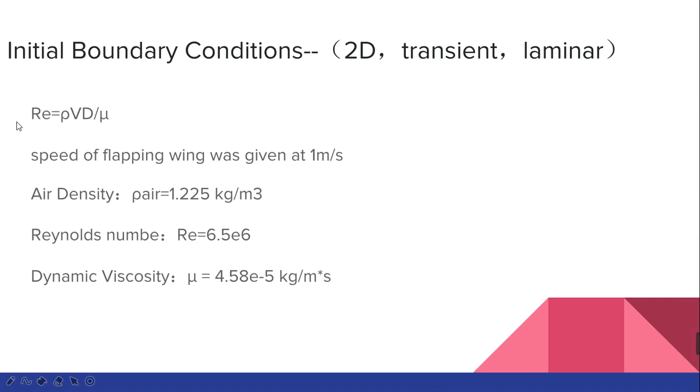This equation is about the Reynolds number. Because this aircraft scale is not very big and it will fly in the air, we assume the speed of the flapping wing is 1 meter per second. The air density is 1.225 kilograms per meter cubed, and the Reynolds number is 6.5E6. The dynamic viscosity is 4.58E-5 kilograms per meter second.